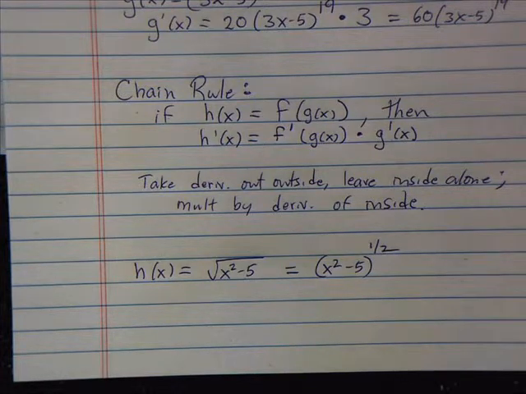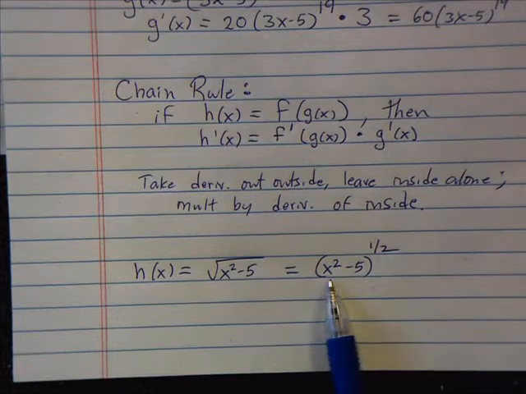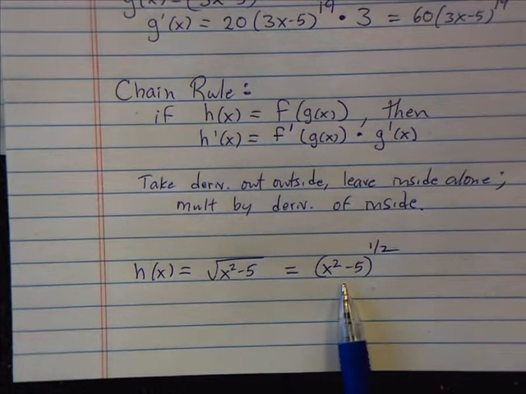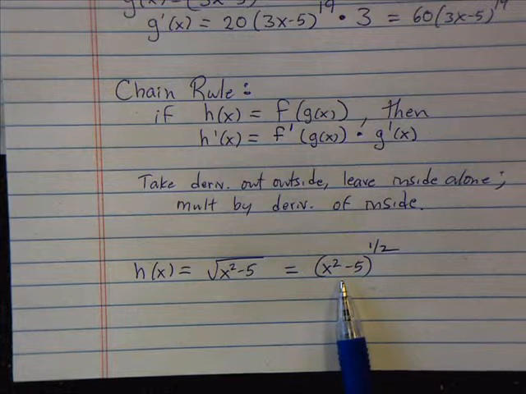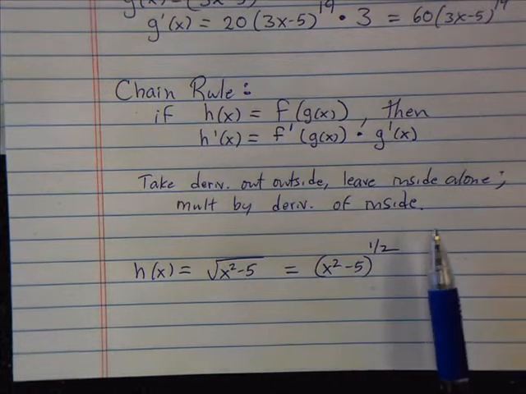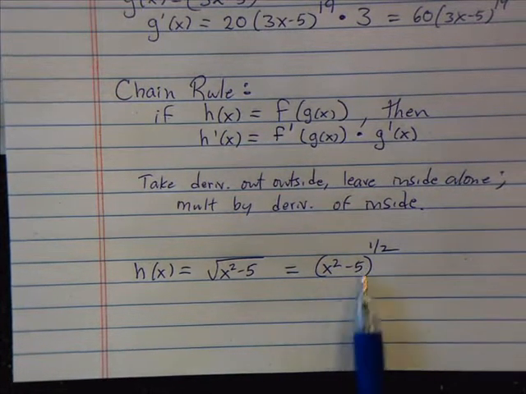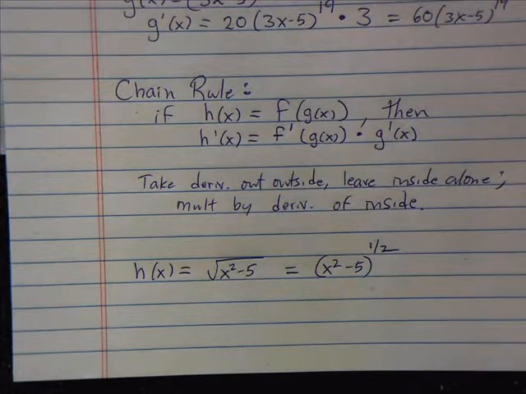Now, what tells me I need the chain rule is I see that I have a power, but the thing inside my power is not just the letter x. So when do I not need the chain rule? When I just have x to the 1/2. If I have anything else at all raised to the 1/2, then I need the chain rule. Or anything at all raised to any power would be chain rule.